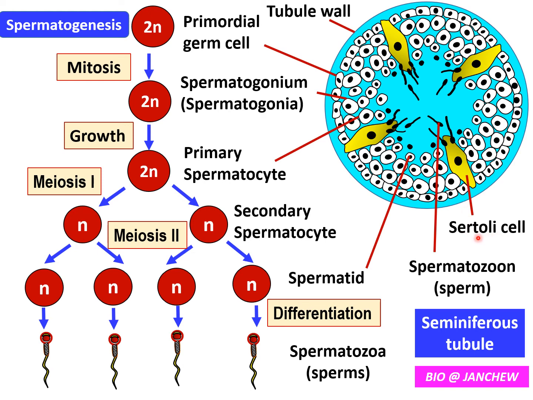So generally we have to know the different stages in spermatogenesis, in the formation of sperms. There are altogether 6 stages that you have to know. Primordial germ cells and so forth until spermatozoa, which means the sperms, or spermatozoon, which is the singular form of spermatozoa. We also have to know the processes involved in spermatogenesis. Firstly, there's mitosis, then growth, and then meiosis, and after that there's differentiation.